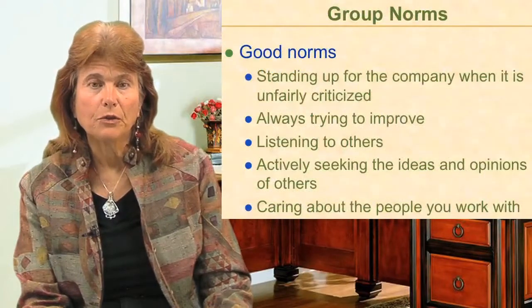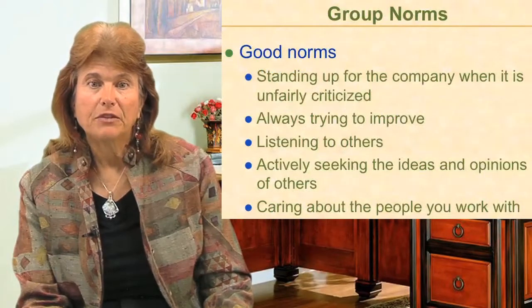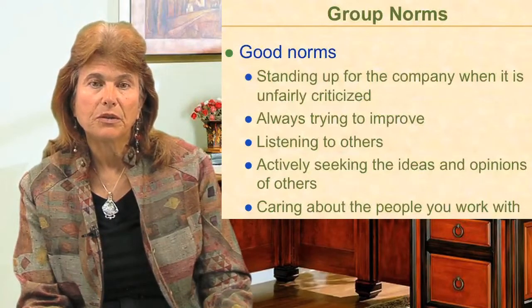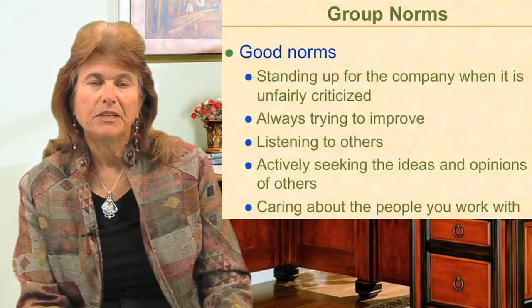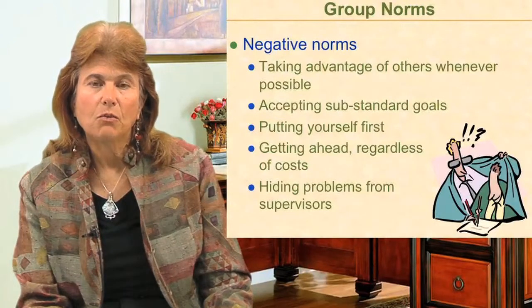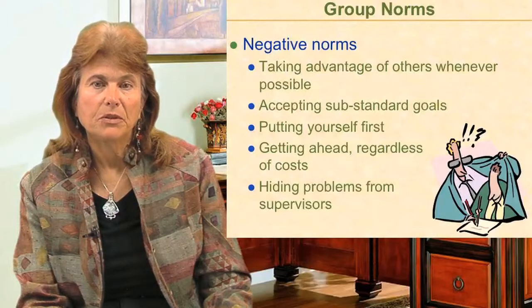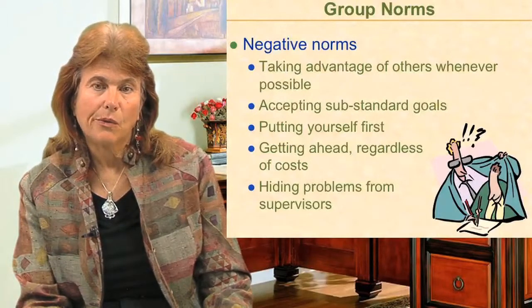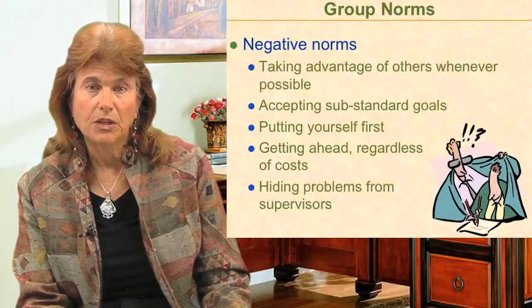A good norm for a group is people standing up for the company when it's unfairly criticized, always wanting to improve on what they're doing, making sure that everybody listens to everybody's ideas and seeking those ideas, and caring about the people that you work with. When we have ineffective groups, certain norms take over, like taking advantage of people, not doing the quality of work that is expected, a person having their own self-interest in the group, or hiding problems from supervisors because there might be consequences associated with it.